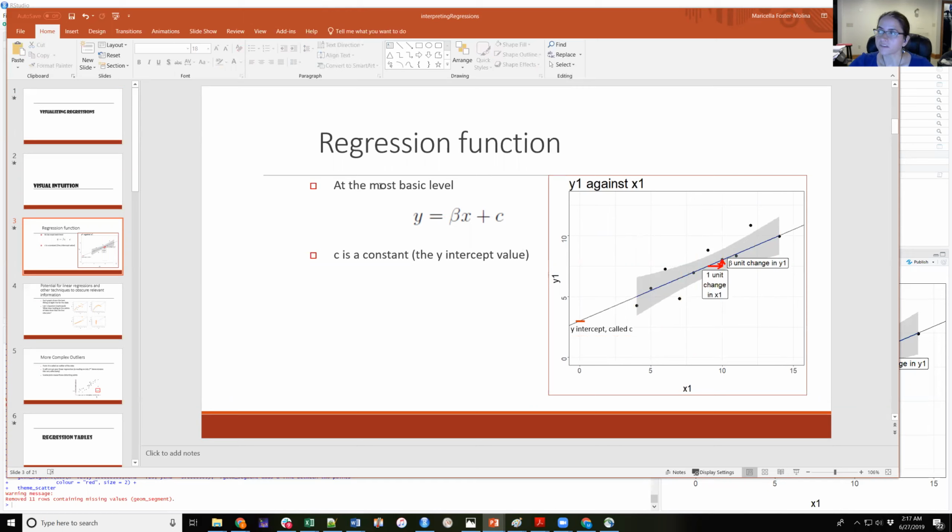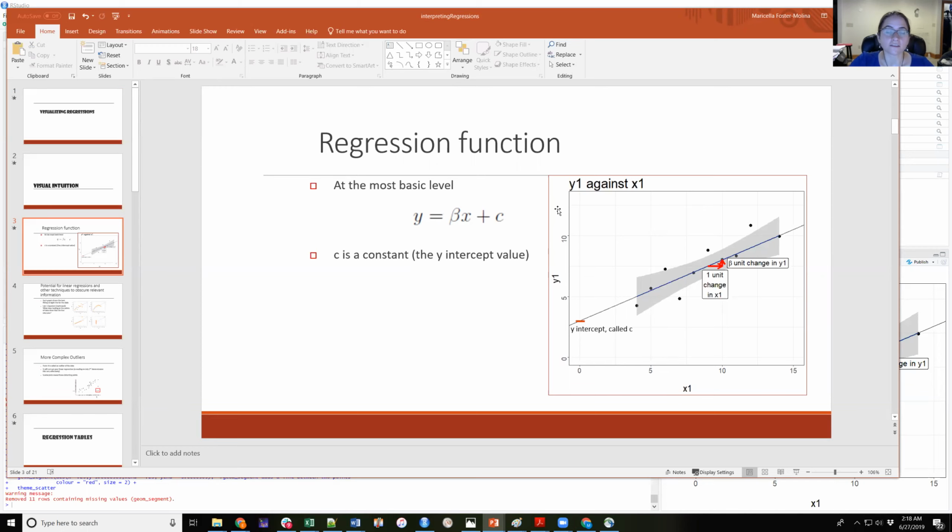The line is represented by an equation that you guys are all very familiar with, y is equal to beta x plus c. You'll have seen that in different contexts. You'll have seen it in the context of y is equal to mx plus b or y is equal to ax plus b. These are all ways of indicating a straight line.